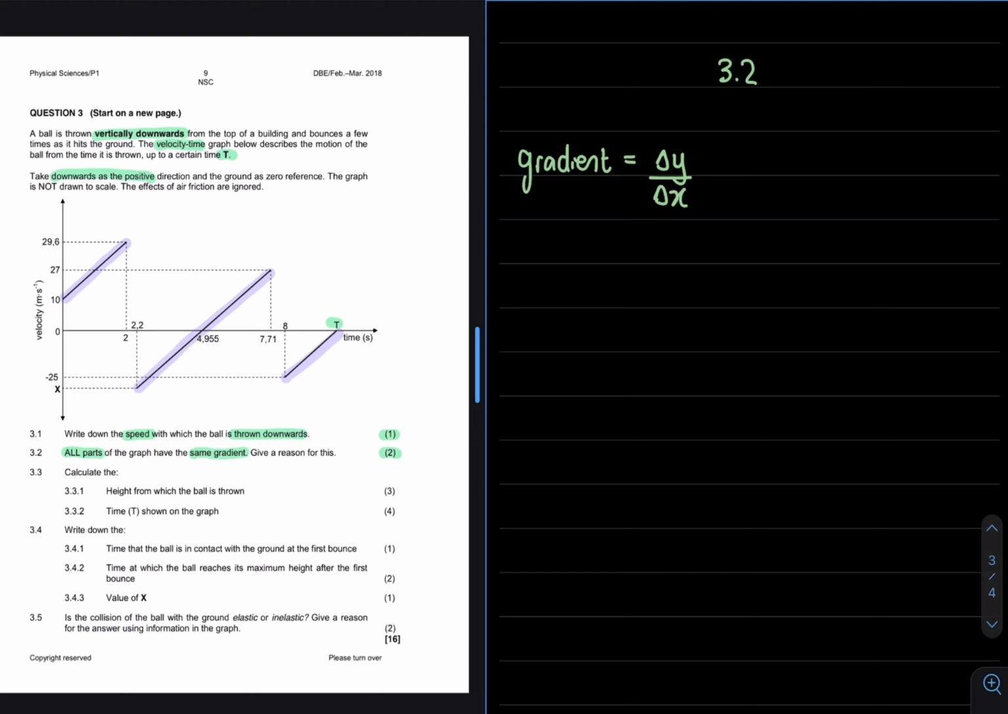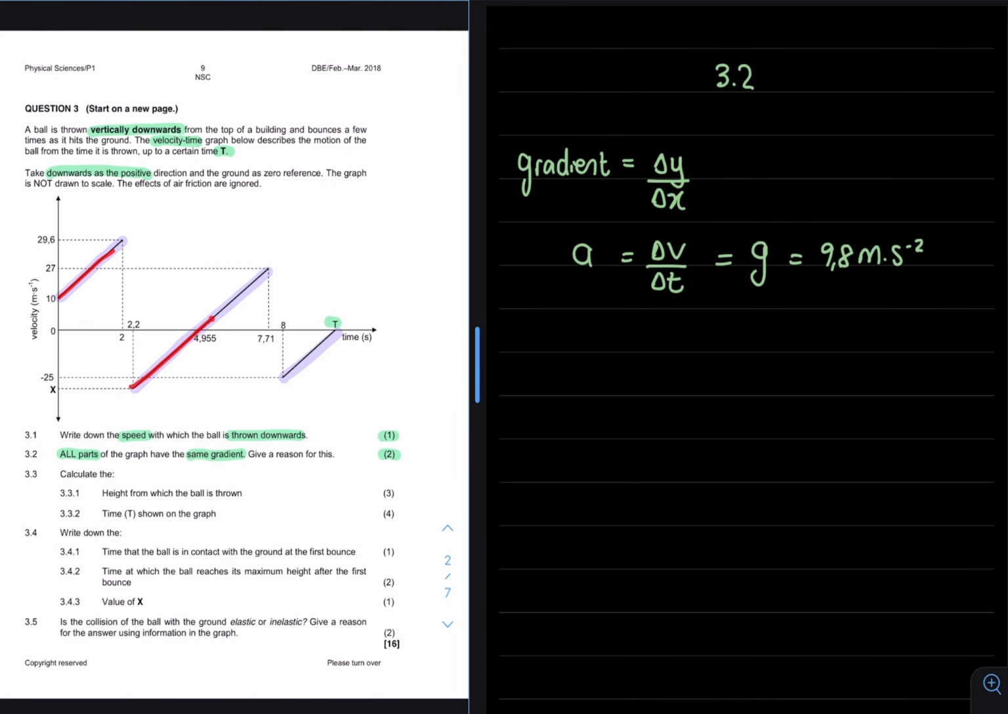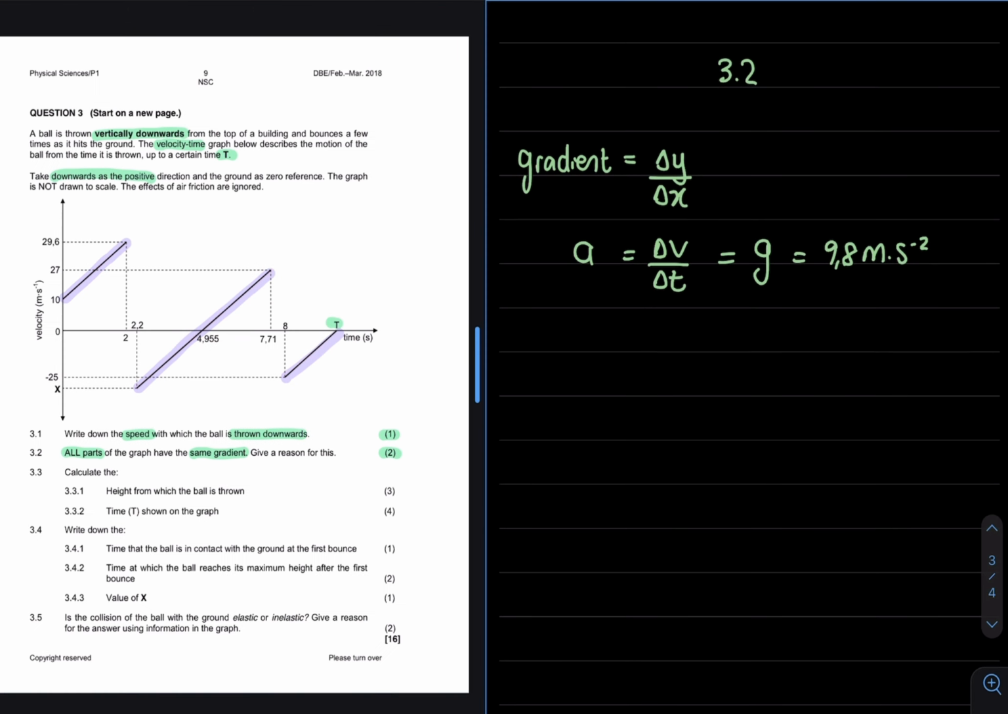Now, on our y-axis, we have the change in velocity, and on the x-axis, we have the change in time. And the change of velocity over change of time is the same as the rate of change of velocity, which is equal to acceleration. And the acceleration that a body in free fall will experience is equal to our gravitational constant, which is equal to 9.8 meters per second squared. Now, seeing that the gradient is equal to a constant, it'll give me parallel straight lines in my velocity time graph.